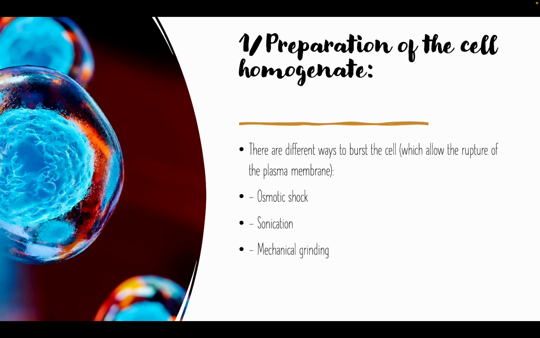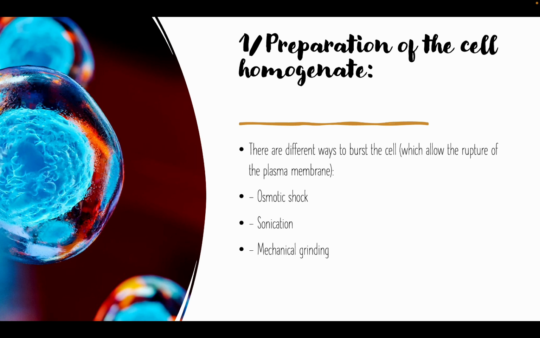So the first step is preparing the mix, called a homogenate. We use different methods to break the cell's outer covering. These methods include the osmotic shock method, the sonication method, and the mechanical grinding method. And as we said, the second step is sorting the parts. Once we have the mix, we need to sort the cell's parts, like its organs or big molecules. This helps us study them separately. It's a bit like sorting a pile of different toys so you can play with each one on its own.